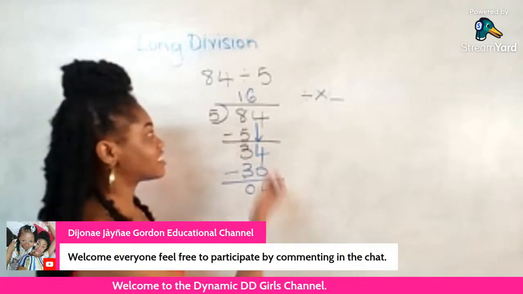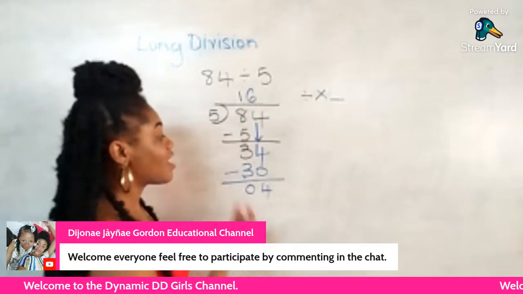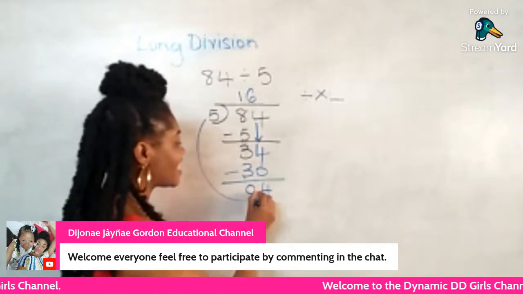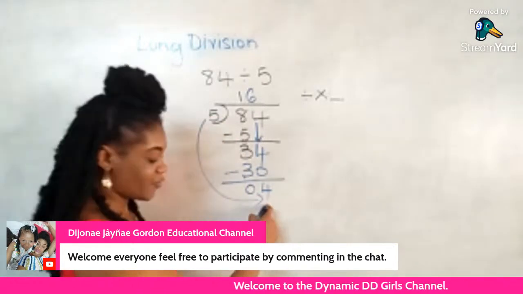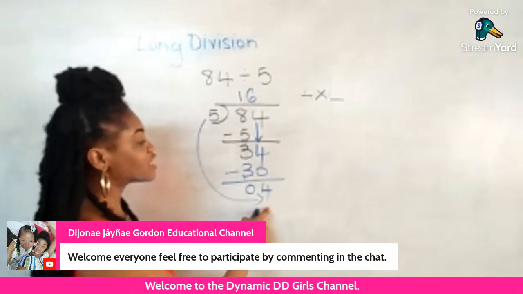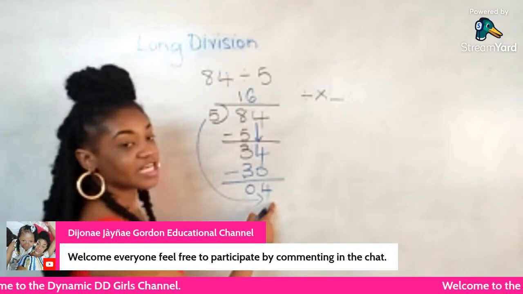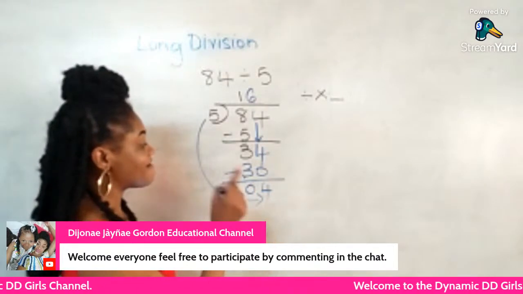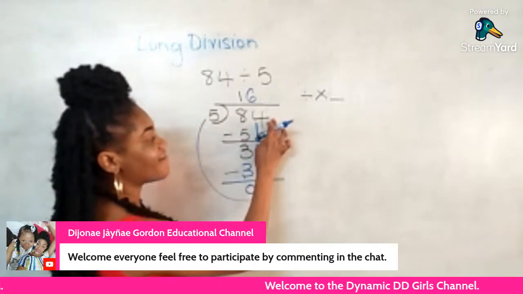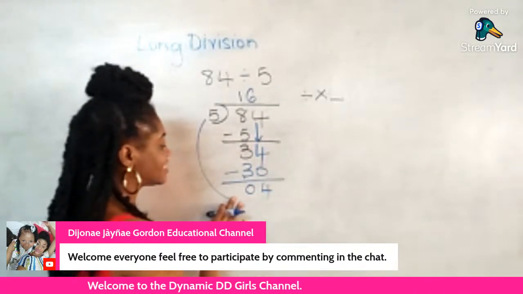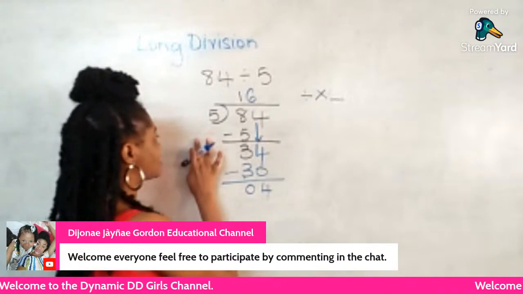I am finished working this, but then we have a 4 here. So what you have to ask is, can I get a group of 5 from this 4? We can't, because 4 is smaller than 5, and we don't have a next digit to bring down. So this is it. We're finished working this problem.